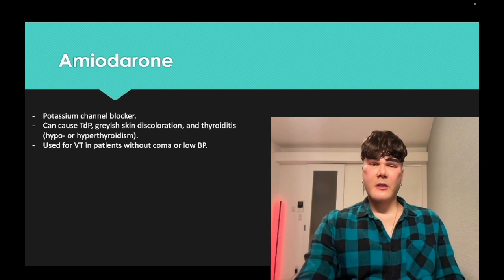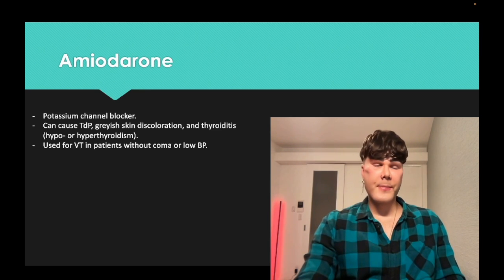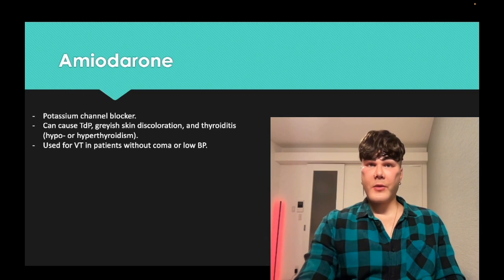Notice I don't get obsessive over these are the classes of antiarrhythmics and it's a type 3 and all this stuff. USMLE doesn't care, okay? I'm telling you what you gotta know for the exam, that's it. So amiodarone, potassium channel blocker, and you gotta be aware of its side effects.